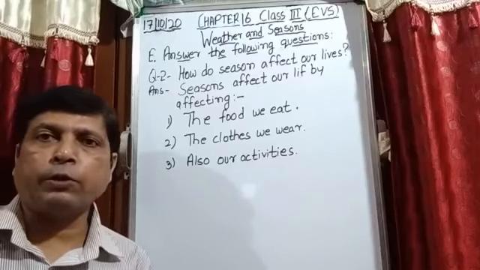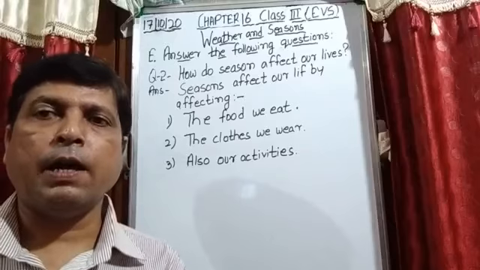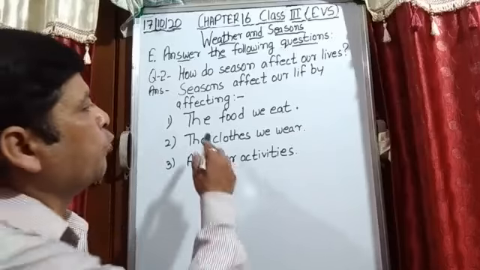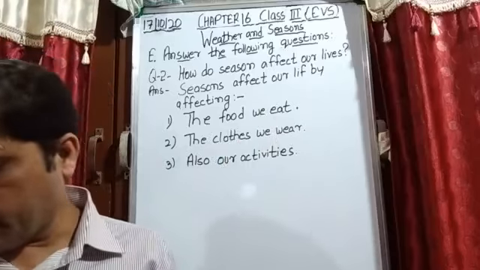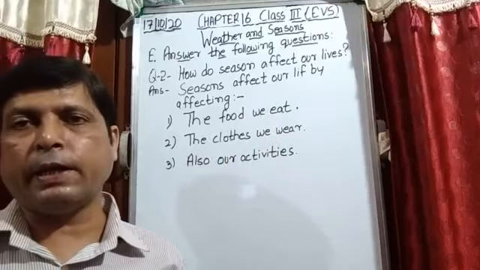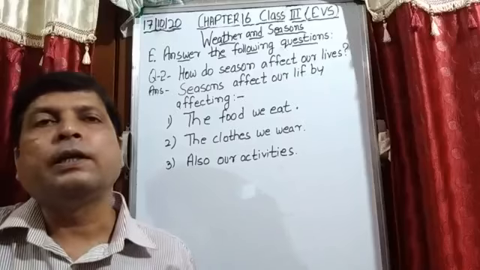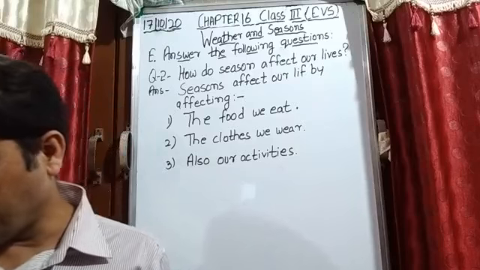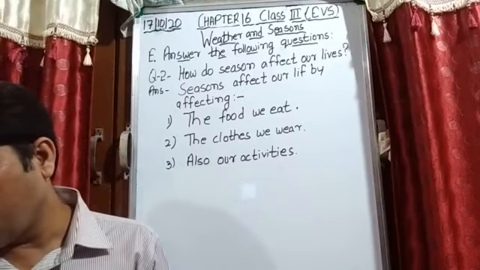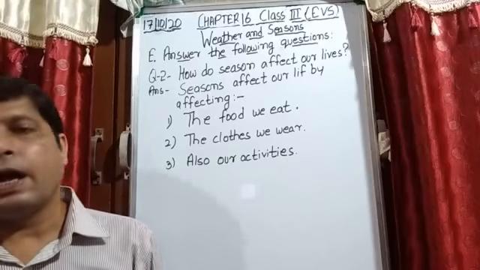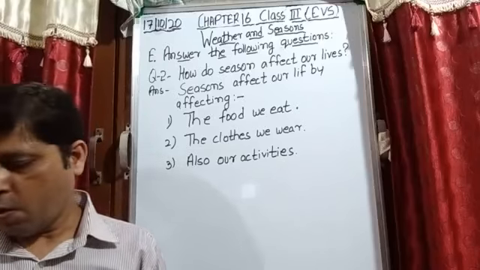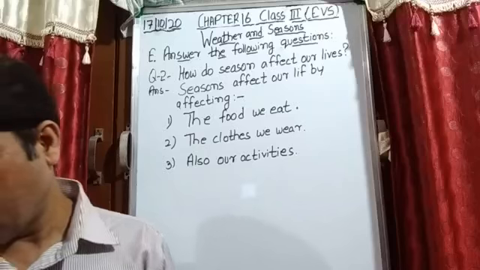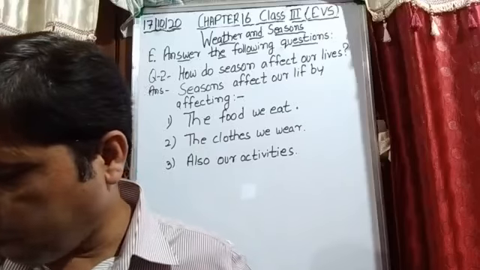Students, there is a lot of effect of the season on our life. For example, the first point which is written on the board is the food we eat. If you see in the winter, what type of weather is in the winter? In the winter it is very cold. So at this time we enjoy drinking hot drinks like soups, milk, tea, coffee.